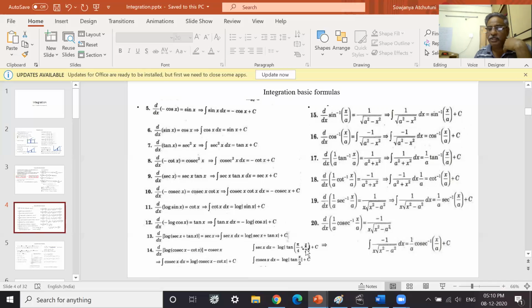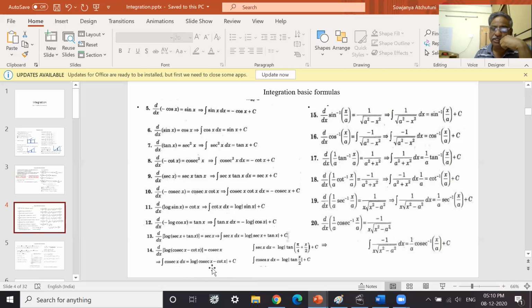This is tan of a plus b, which is tan a plus tan b. So tan 45 is 1, so we get 1 plus tan x by 2 by 1 minus tan x by 2. Tan 45 is 1. So tan a plus tan b by 1 minus tan a tan b. And when we simplify this, we'll get secant x plus tan x.